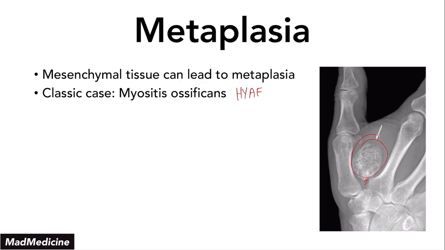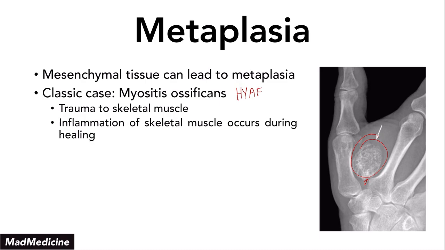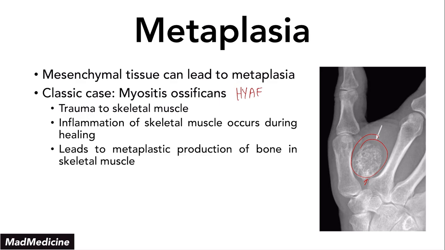And the reason why this happens is because of trauma to skeletal muscle. Our actual muscle cells are going to undergo trauma. This leads to inflammation of the skeletal muscles during the healing process, which is really unavoidable. And when this inflammation occurs, we're going to see a lot of metaplastic changes occur, including production of bone in the skeletal muscle. Now, this is very important, okay?